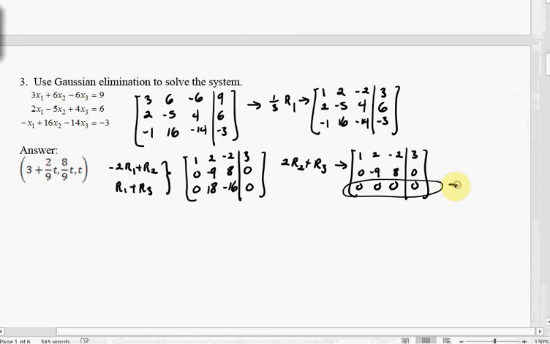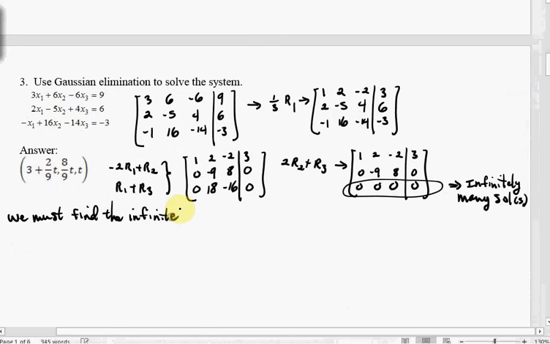So here, this implies infinitely many solutions. We must find the infinite set.